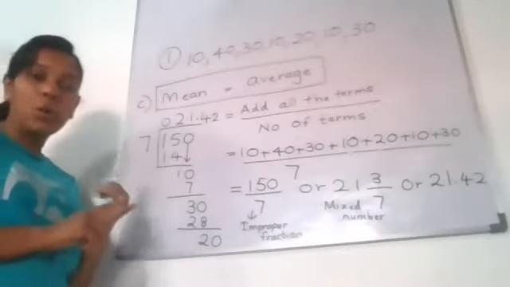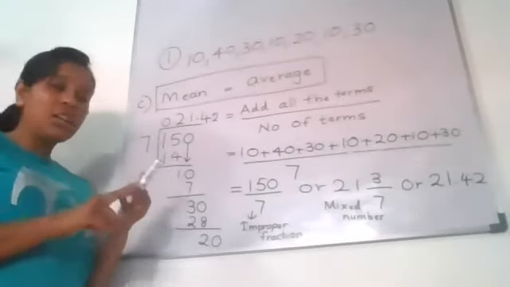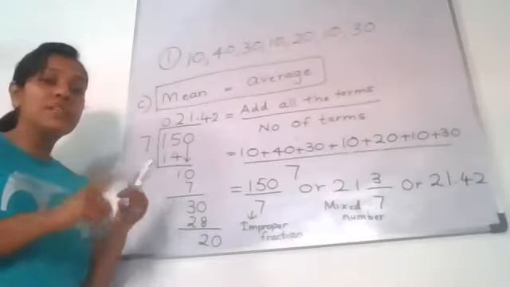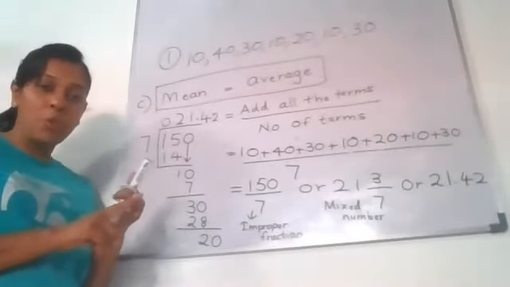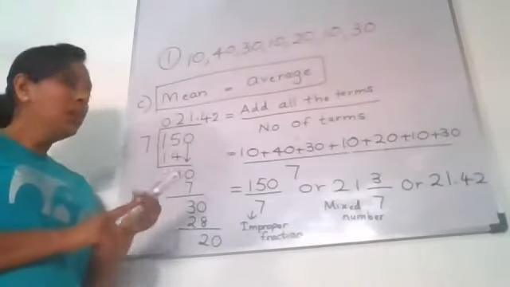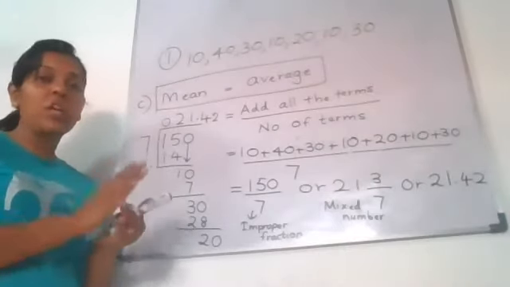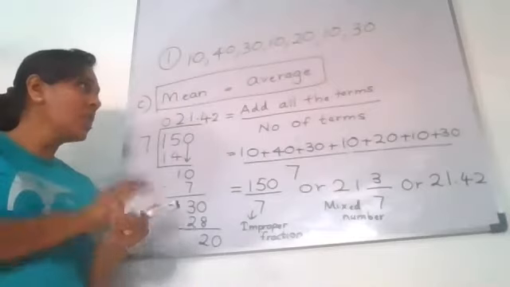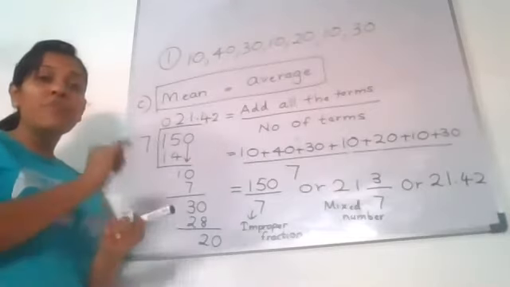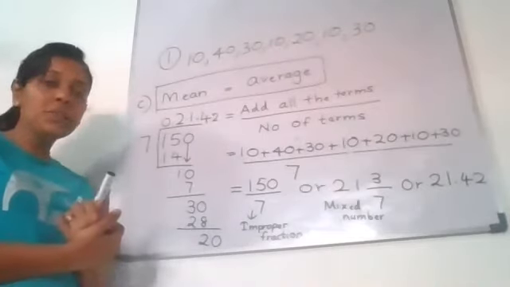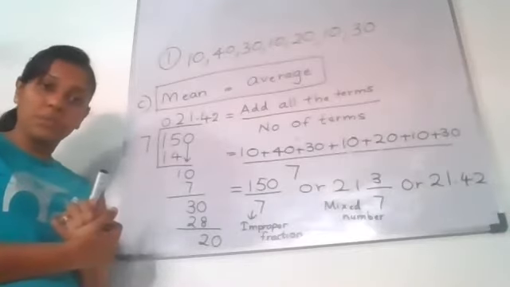Up to now we have found how to find the mode. Mode means the highest occurring number. Then we identify the range. Range means the largest value minus the smallest value. Then we identify the mean. Mean means the average. And how do we find the mean? First, you have to add all the terms and divide by the number of terms, right?